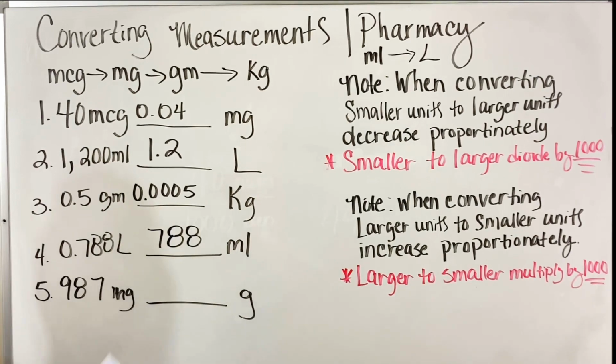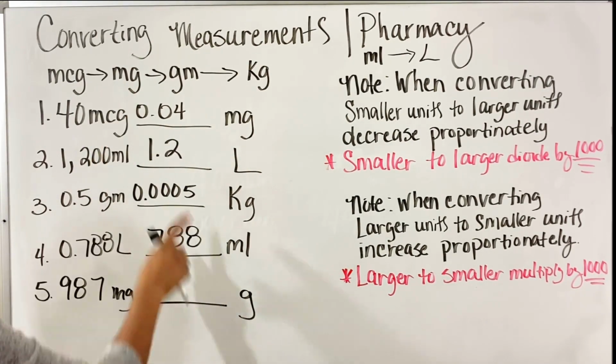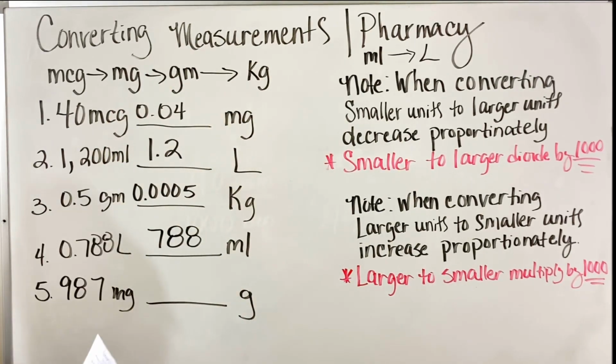Number 5, we're just going to keep going here. Number 5, we have 987 milligrams. What are we going to? We're going to grams, so we're going larger.